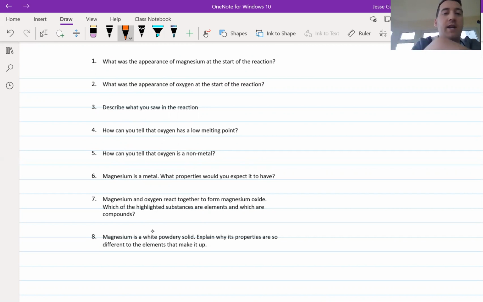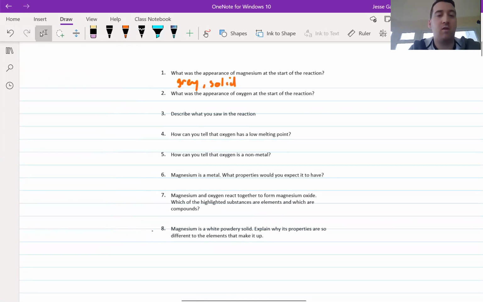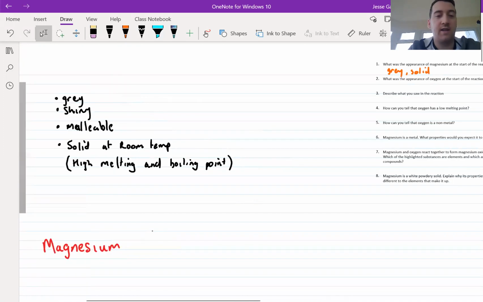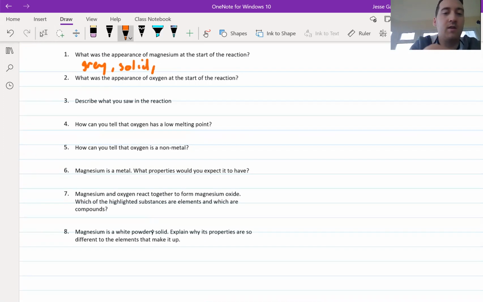What was the appearance of the magnesium? So gray, solid, that's pretty much it. It was a gray solid. It was malleable, but that's not really an appearance. That's more of a feature that you can't see. Shiny, I suppose: gray solid, and it was shiny. Gray, shiny, solid.